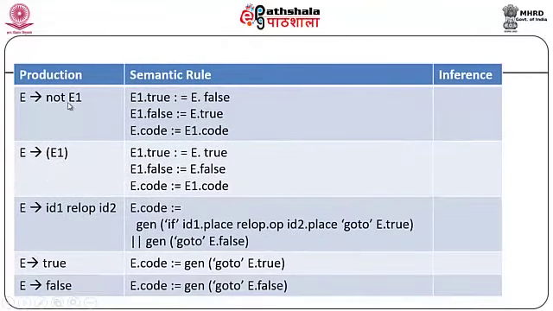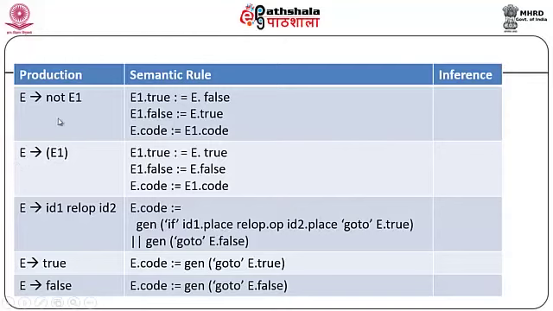So, this is E produces not E1. If E1 is true, E is false. If E1 is false, E is true. So, that is what we have got here. E1.true is E.false, E1.false is E.true, and E.code will be the same as E1.code. That is what we are assigning here, but we have just changed the true and false information as given here.